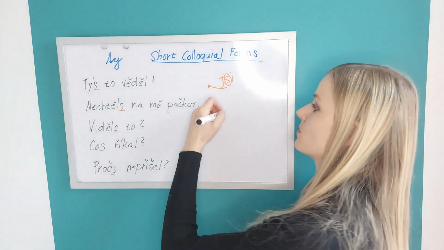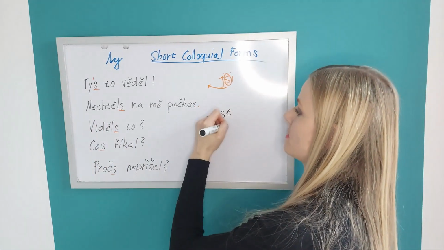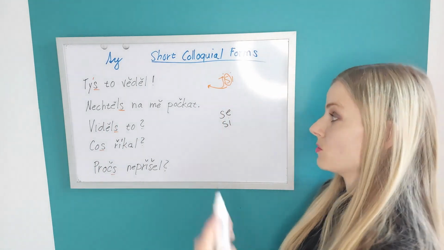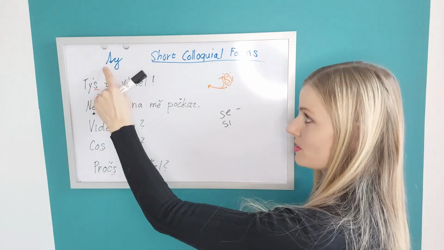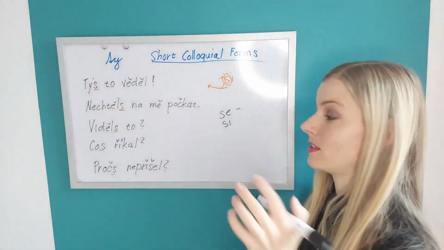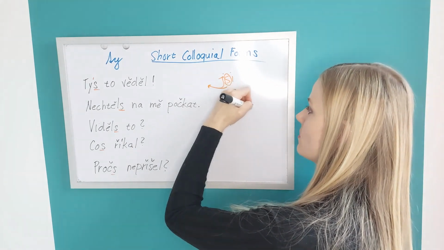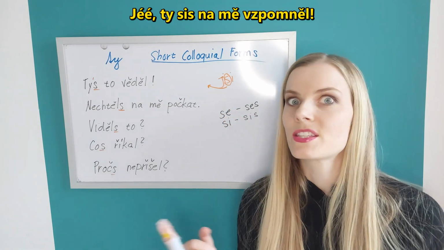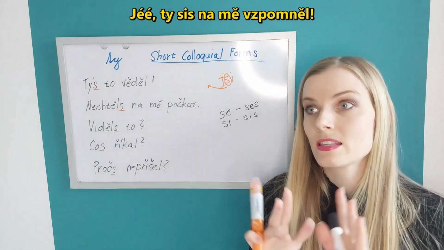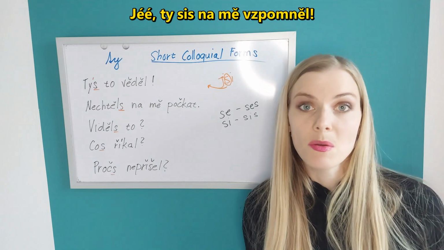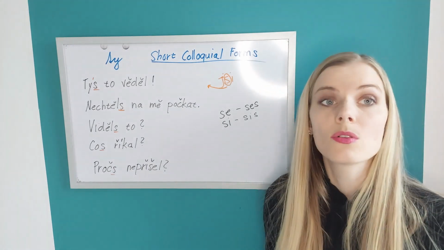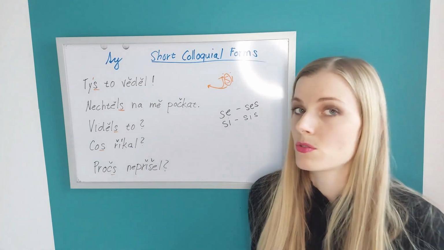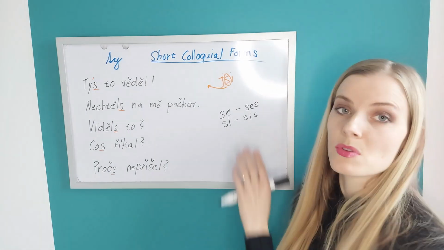When it comes to the verbs that have se and si as a part of them, you might know that these verbs for this particular pronoun in the past tense are already contracted. We use ses and sis, like for example, ty sis na mě vzpomněl. You remembered me. These forms are already contracted, so there is no need, and there is also no way to really contract them. So just leave those be as they are.